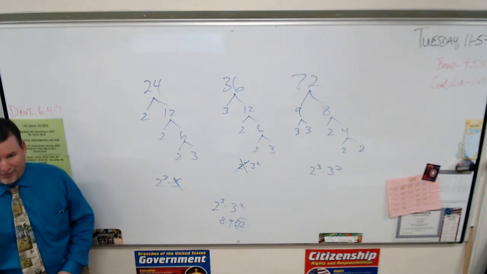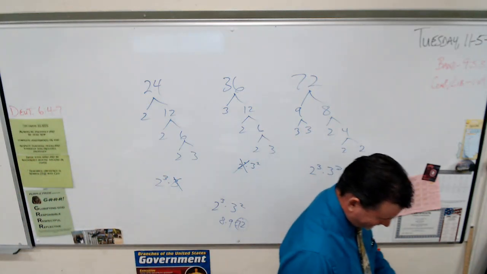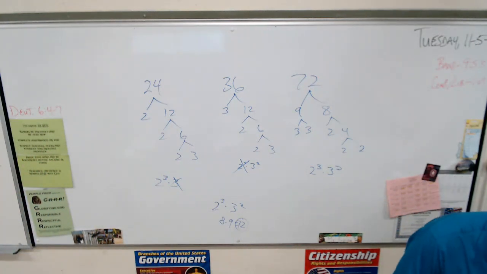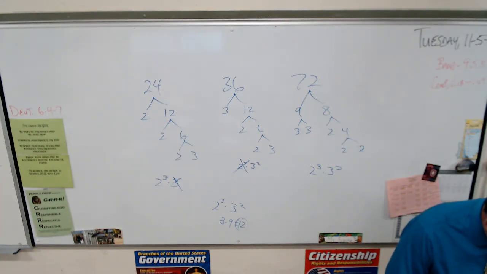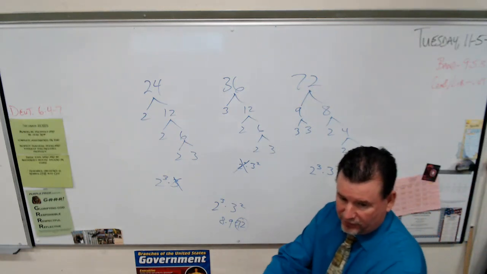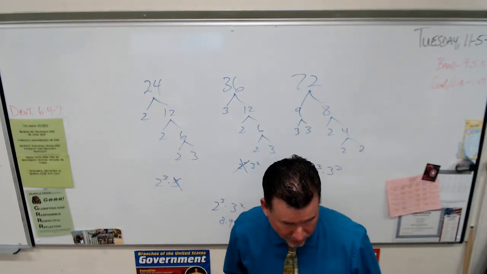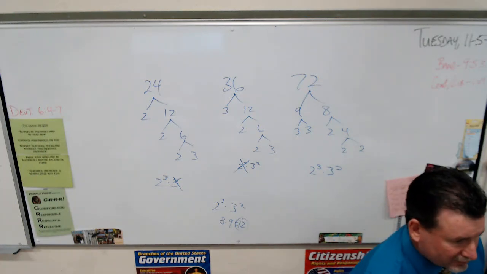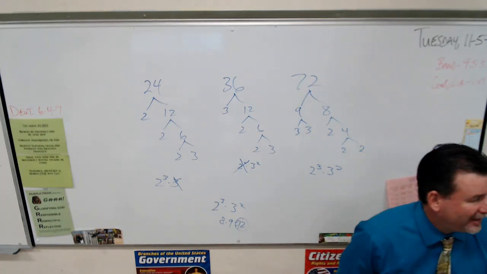I'm still getting blank faces. Before we get to the monomials with the letters, let's just keep doing this. We'll practice these. We're going to do numbers 8 through 19. Let's go.